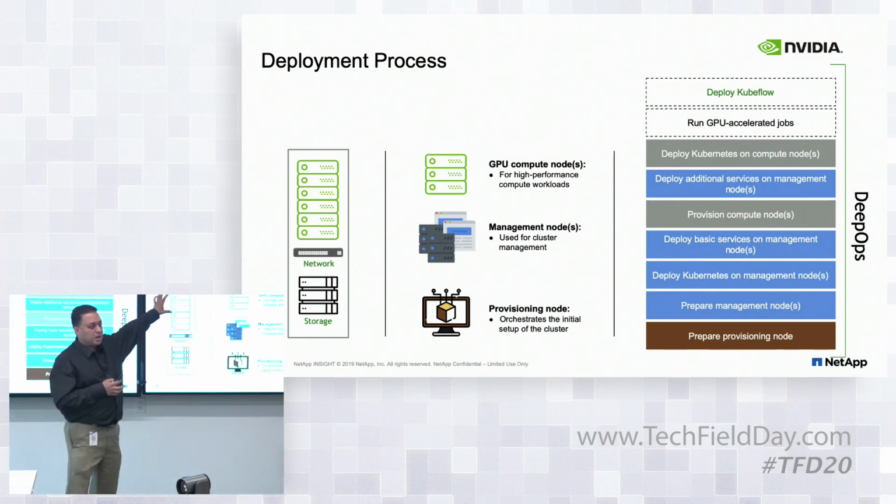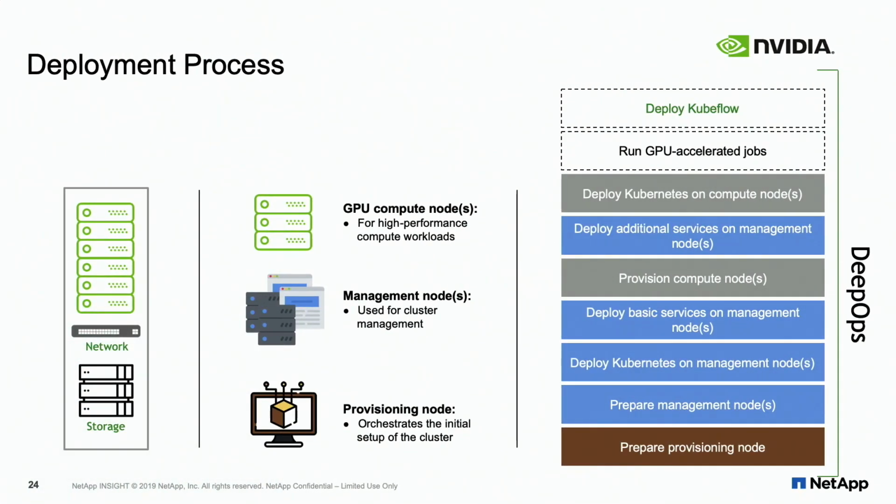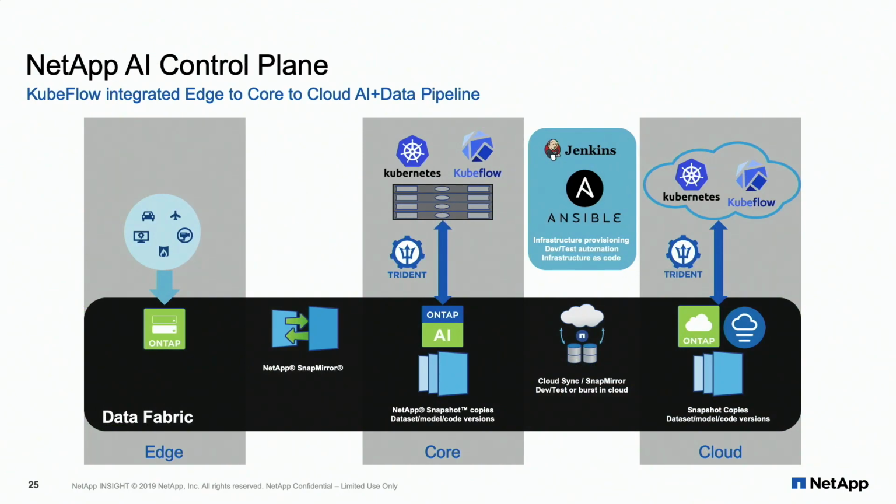We start out with bare metal provisioning. That's probably a multi-hour job. Once you provision the nodes, which is GPU compute management provisioning, we've got the compute nodes being automated with DeepOps. DeepOps, which is the NVIDIA software, runs through, deploys a Kubernetes cluster on the management node, deploys the basic services across the management nodes, provisions the compute nodes, deploys additional services, and is now set up to a point where you can start running these jobs, which is where we come in with the AI control plane.